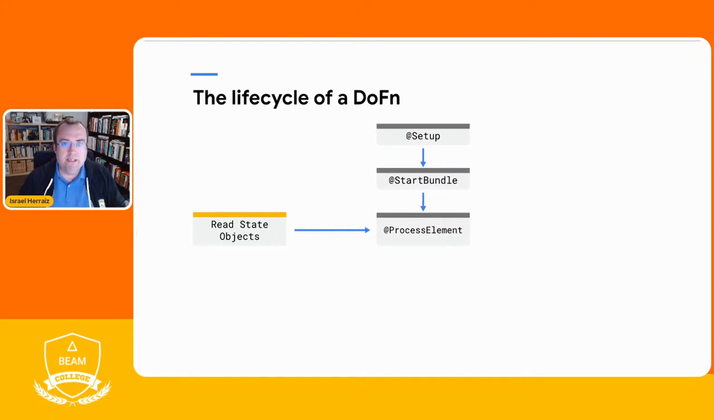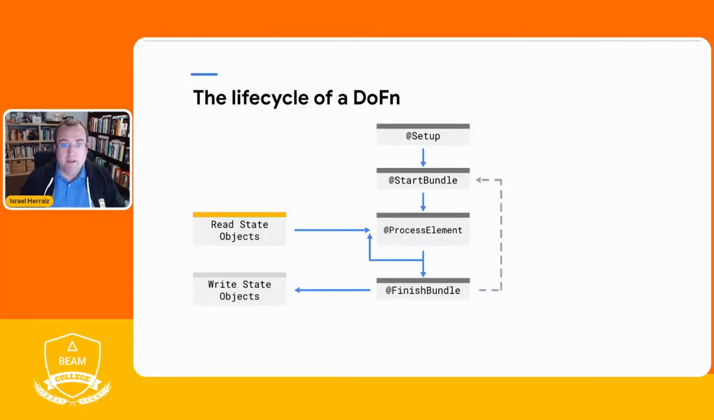And you will see later about the state and timers API. So we have some stateful transformation, so this is where we are reading these state objects, in the process element method, okay? The process element method is going to be called several times, once per element, and then the start and finish bundle are also going to be called several times, but typically an order of magnitude less, because this is called once per bundle, okay?